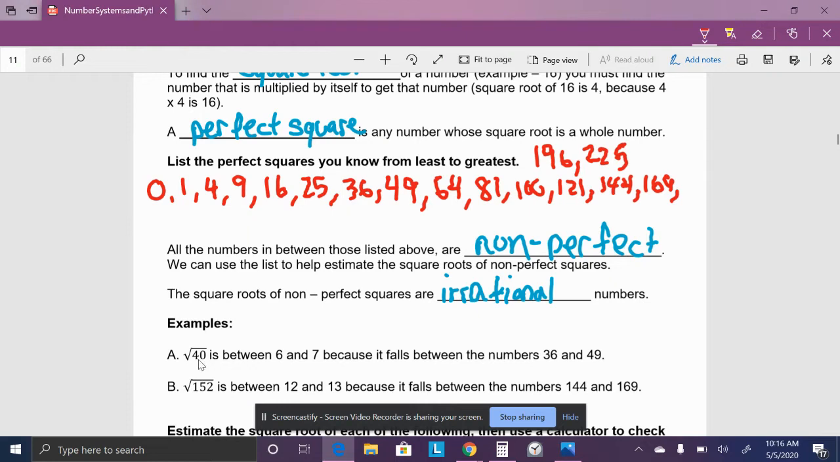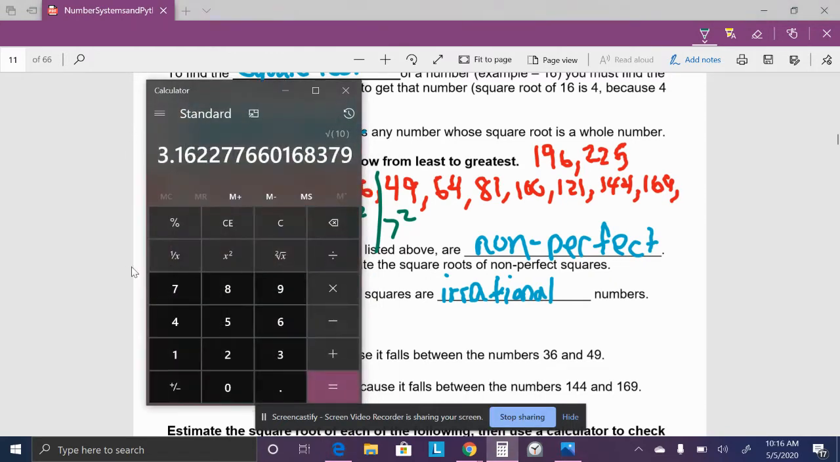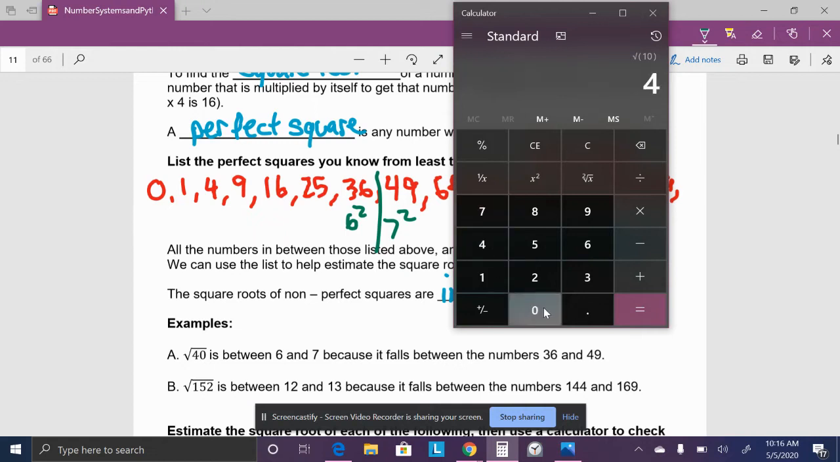So we know the square root of 40 is between 6 and 7. Square root of 40 is somewhere between 6 squared and 7 squared. That's where the square root of 40 is. So it's probably going to be 6 point something. I don't know. Let's see. Square root of 40 is 6.32. Yep. So it's between 6 and 7.